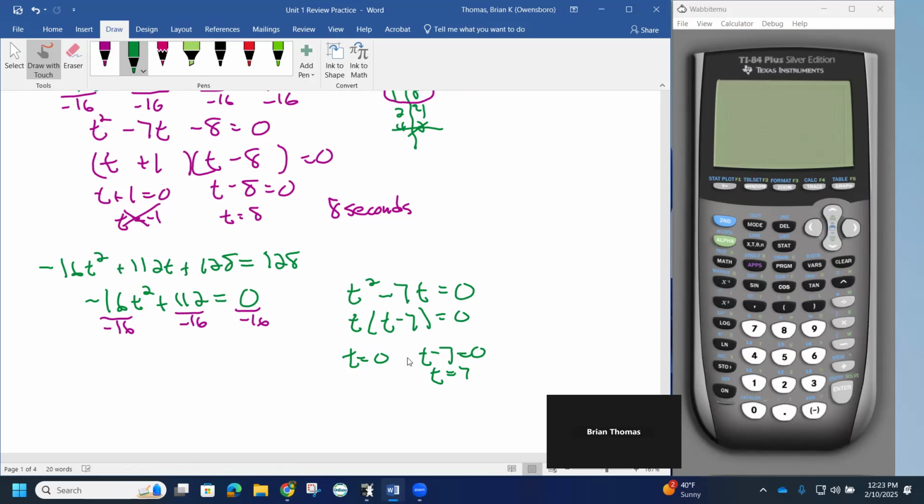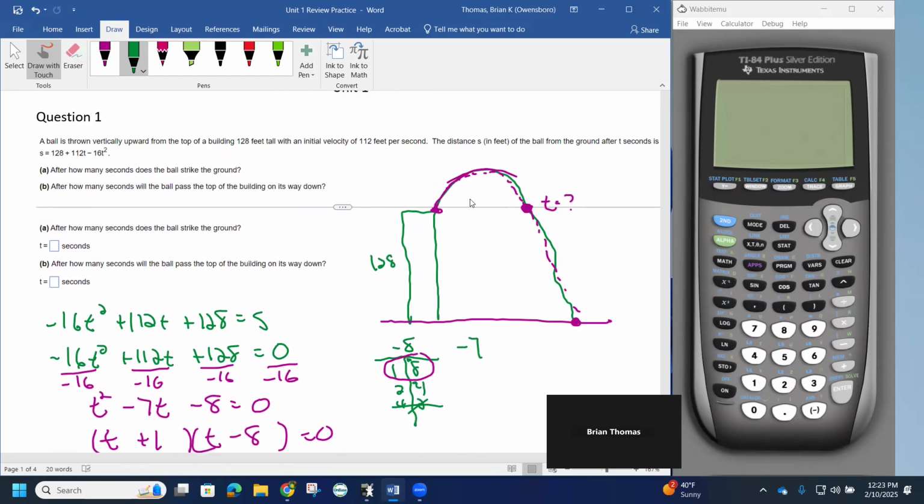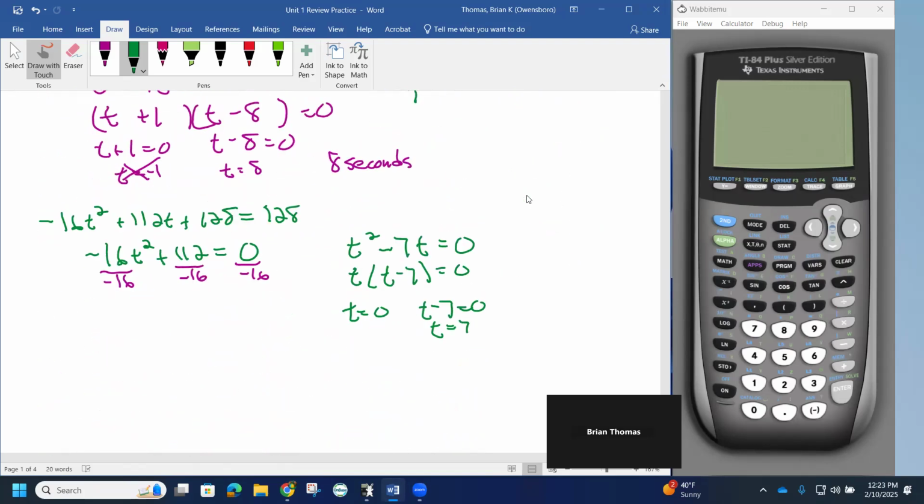So notice that 0 is when we're on the building. What they want to know is when we're passing back by the building. So that means we would reject the 0 as the answer here because that's on the building. The 7 seconds is going to be the answer to this problem. So 7 seconds is when we're passing back by the building on the way down. So 7 will become the solution to that problem. So that's kind of how we approach that word problem.